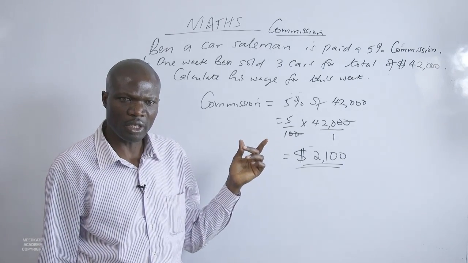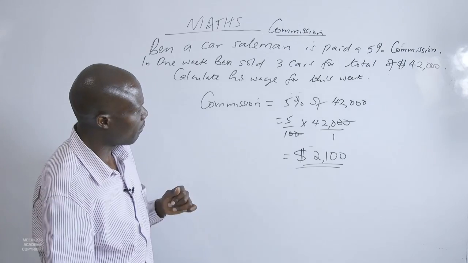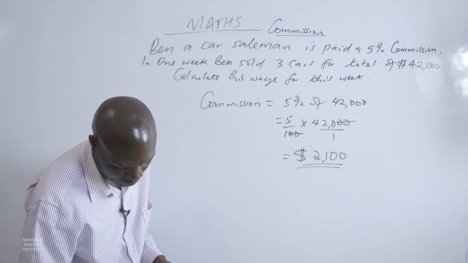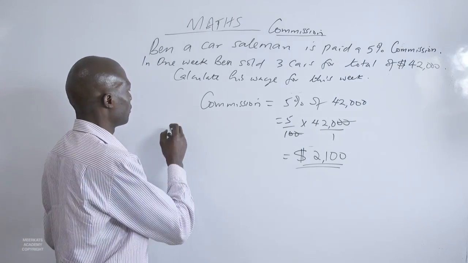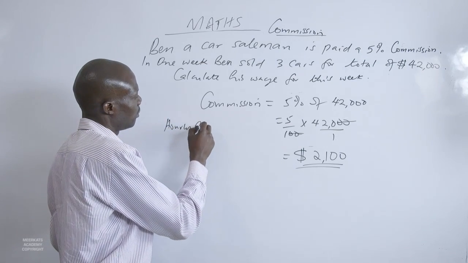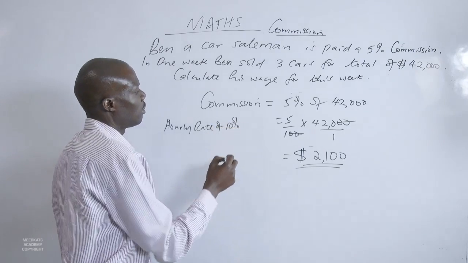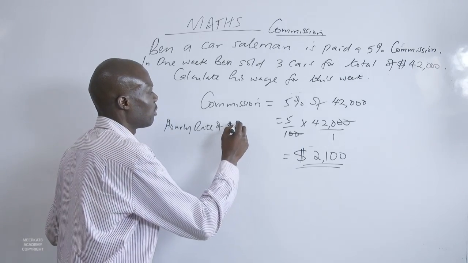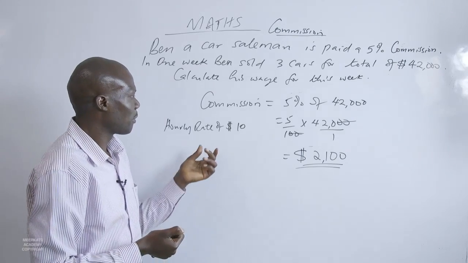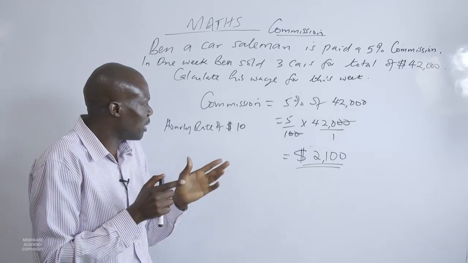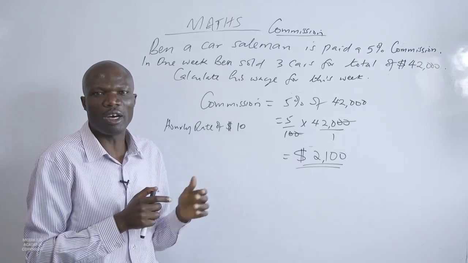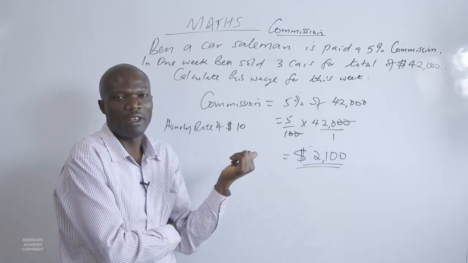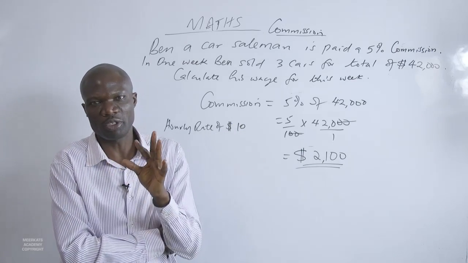So, supposing Ben was assigned an hourly rate, not of 10%, this is a fixed amount, but of $10. You see? If he is assigned $10 per hour, then we would ask ourselves how many hours did he work, and then we multiply by the $10 and we do what? We add the commission.